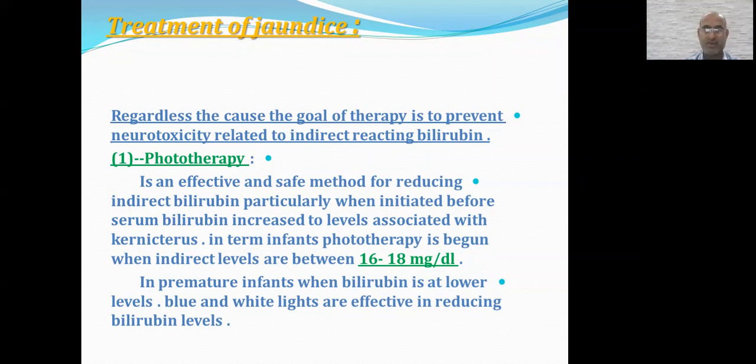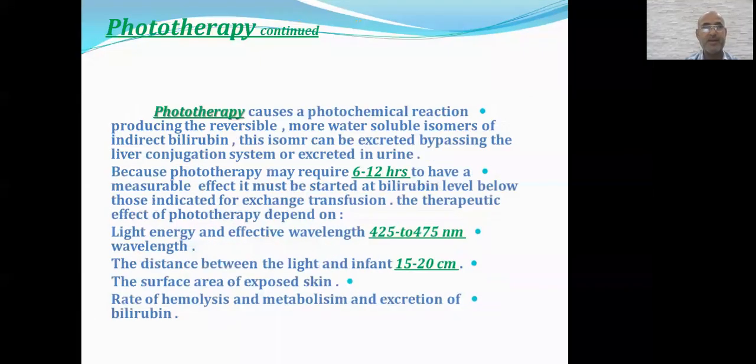Usual light at home, of course, is not effective. To continue with phototherapy, what are the mechanisms of phototherapy in reducing the level of bilirubin? It's a photochemical reaction producing the reversible, more water-soluble isomer of the indirect bilirubin. This isomer can be excreted by bypassing the liver conjugation system, or excreted in the urine.